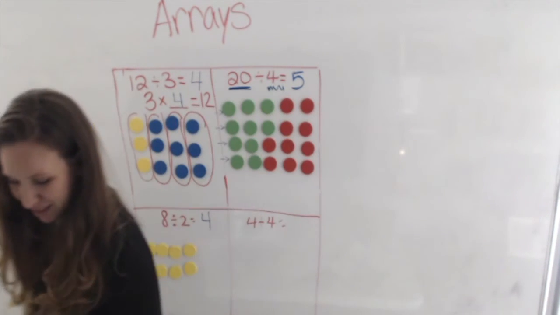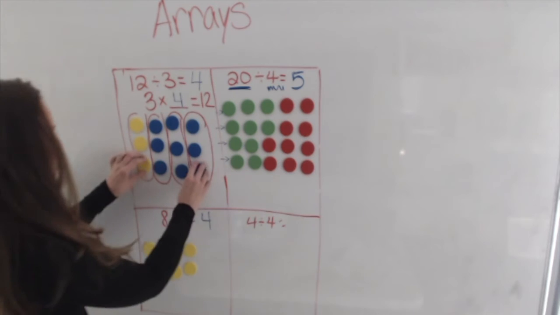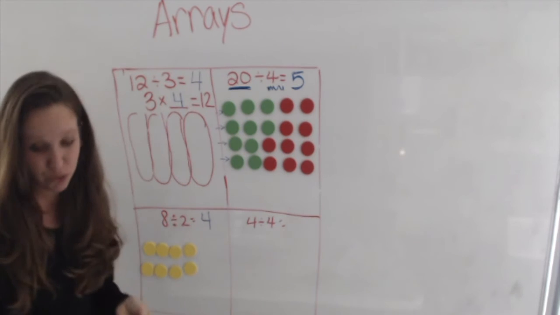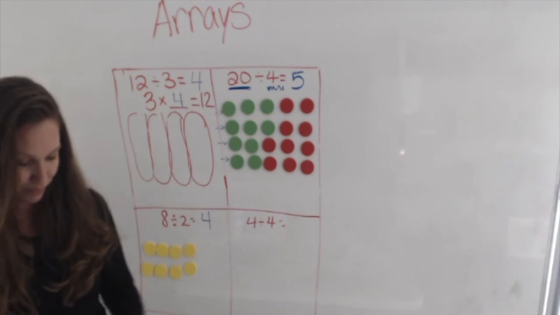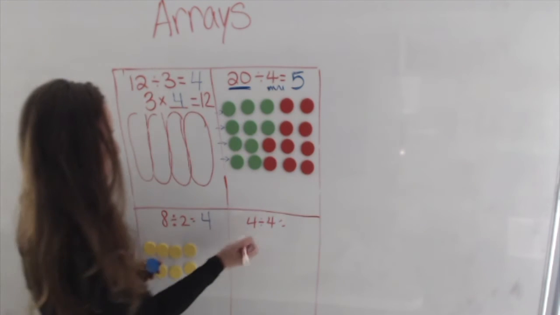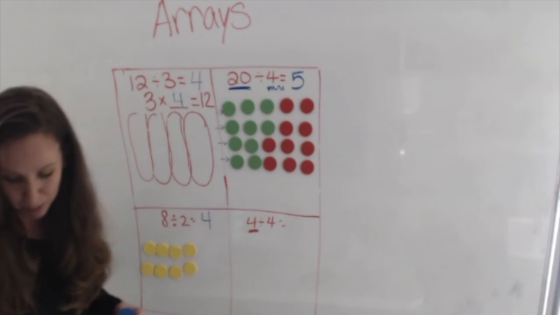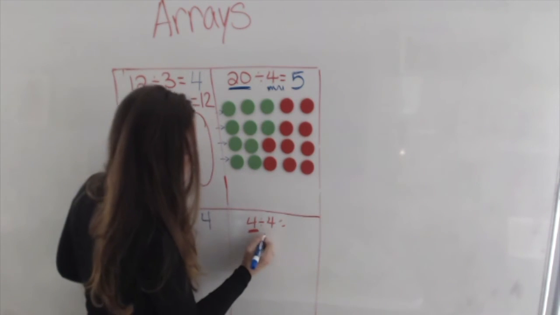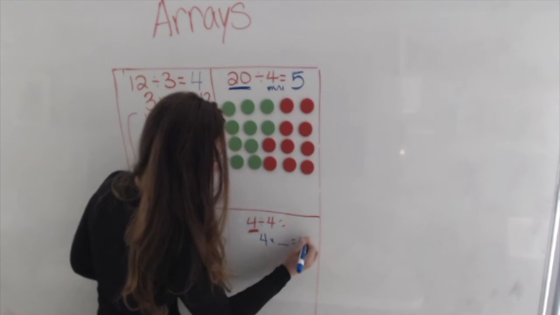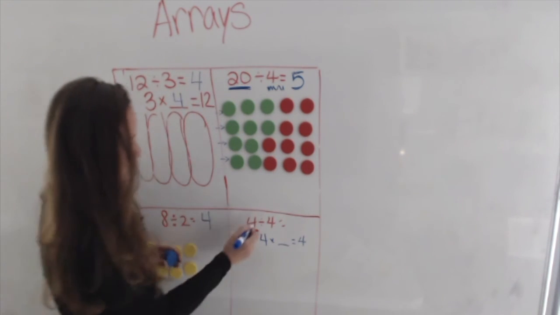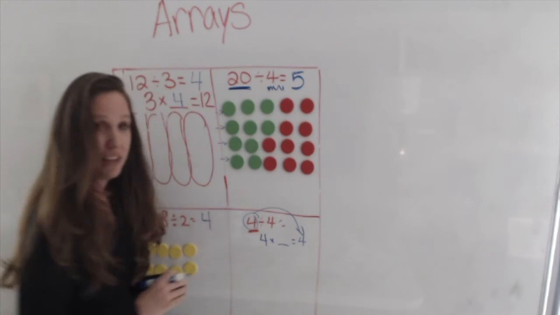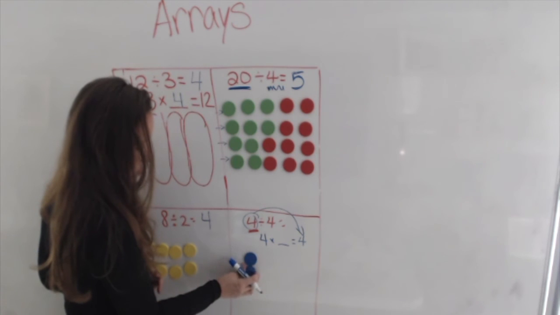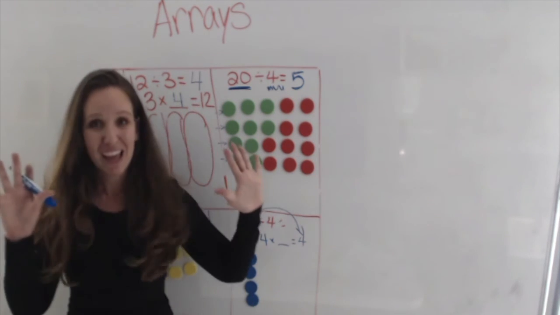Now, I'm out of dots, so I'm going to borrow from here. How many dots do I need to use for my last problem? 4. Because right here is a 4. Remember, the first number in the division is how many we're using in total. Or 4 times what is 4? And this 4 is this 4. So I want to use 4 dots. And I'm going to have 4 rows. 1, 2, 3, 4. I'm out of dots.